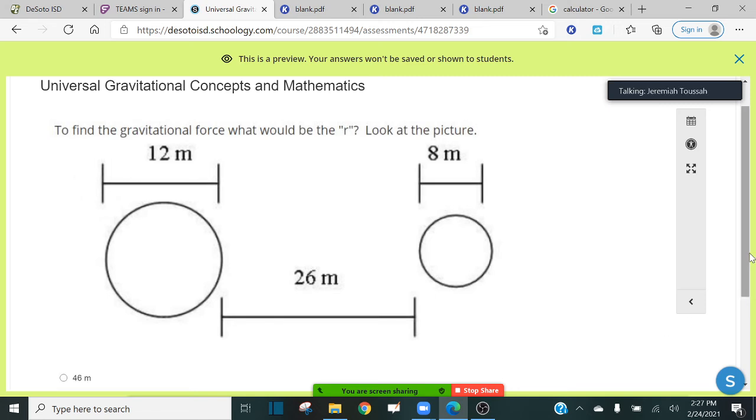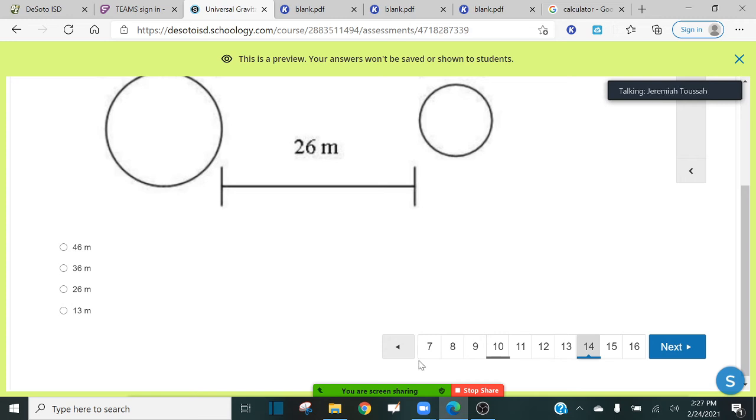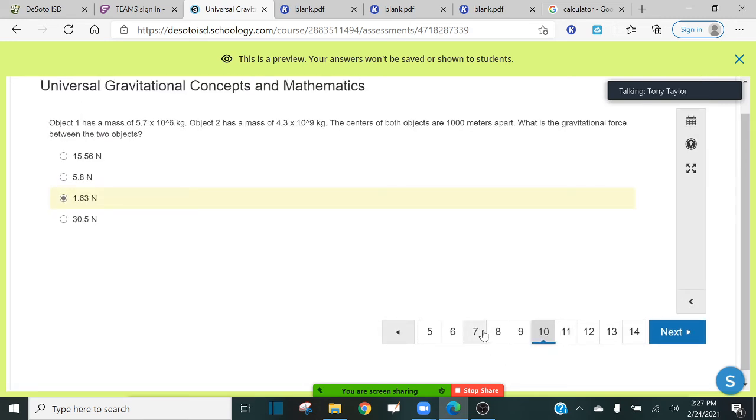Well, did you move on to another question? Say it again. Did you move on to another question? Yeah. Here I just put the answer for this right here. It's 1.63. That's the one we just did. All right.